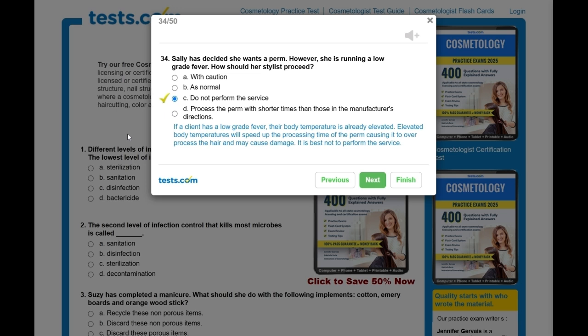If a client has a low-grade fever, their body temperature is already elevated. Elevated body temperatures will speed up the processing time of the perm, causing it to overprocess the hair and may cause damage. It is best not to perform the service.